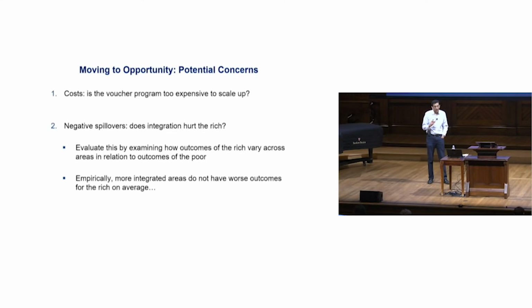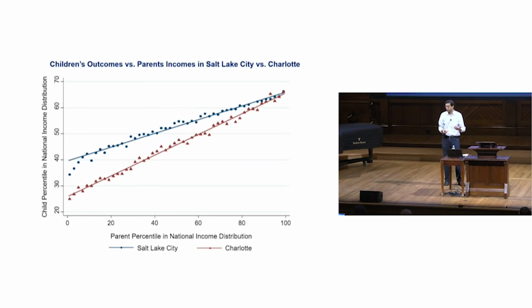So we can evaluate that to some extent by looking at how the outcomes of the rich vary across areas in relation to the outcomes of the poor. In particular, if you're in an area that's more integrated, where we see better outcomes for low-income kids, do we in fact see worse outcomes for high-income kids or not? You can just look at that in the data to get a sense of how important this is. And what you find empirically is that more integrated cities do not in fact have worse outcomes for the rich on average. So let me illustrate that with one chart.